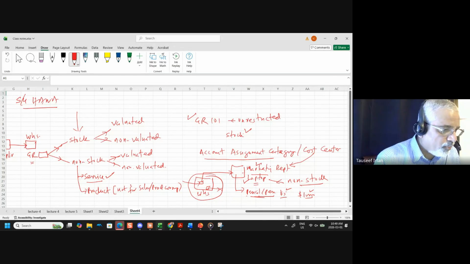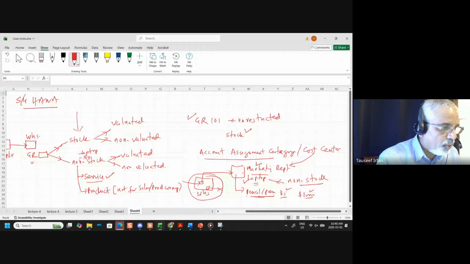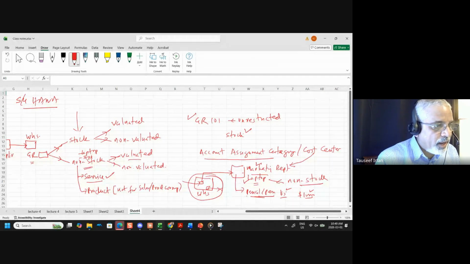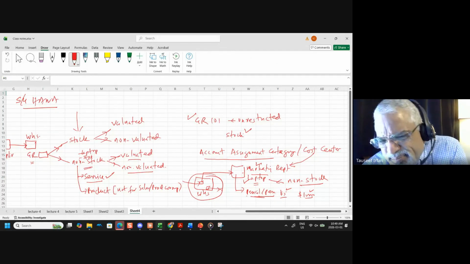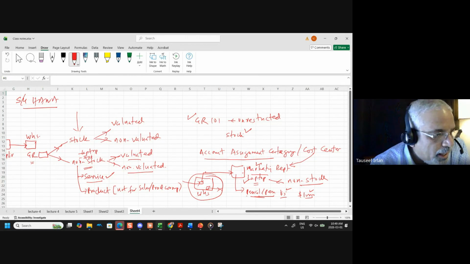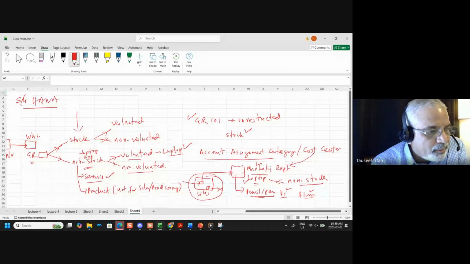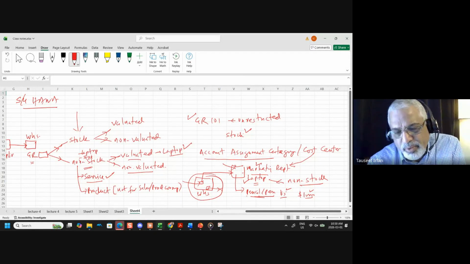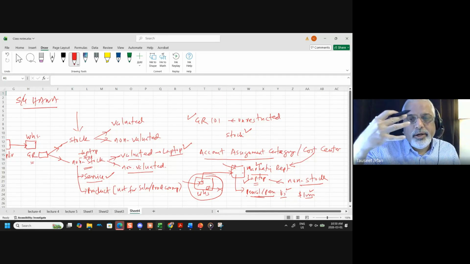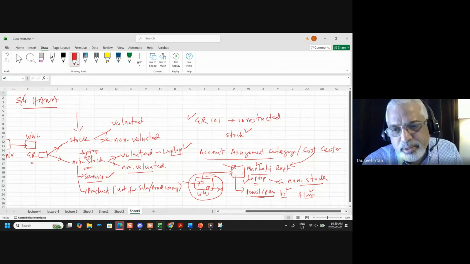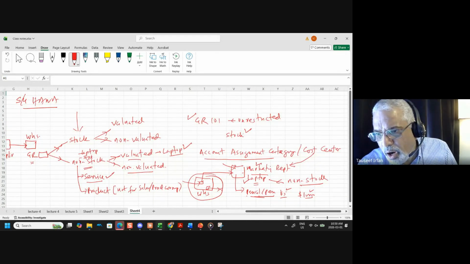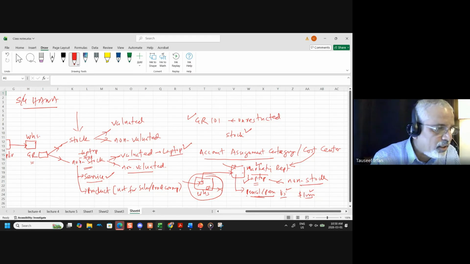So now you have both laptop and stationery. Both are non-stock. Which one will be valuated? Which one will be non-valuated? You see the difference now? Laptop will definitely be valuated, because it has an asset there. Agree? Valuated means it will reflect in the balance sheet as an asset somewhere. Non-valuated means there is no accounting on that part.